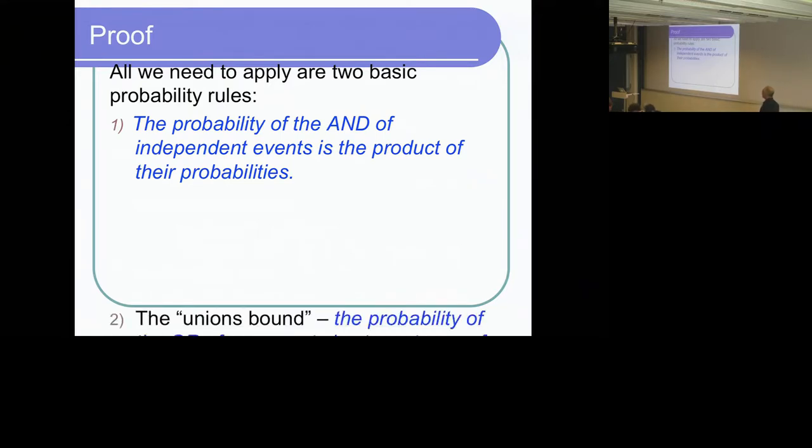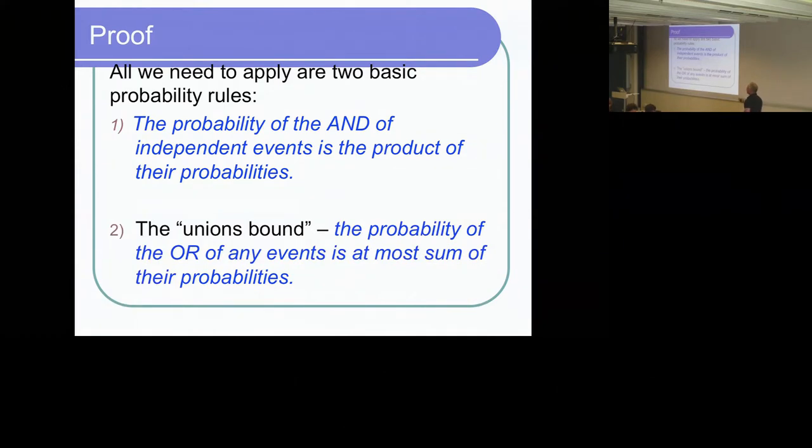The second rule that we are going to use is also a very simple basic rule of probability, and that's the union bound. The union bound states that the probability of the OR of two events is always at most the sum of the probabilities. Okay? So these are the two basic rules that we're going to use. With these two basic rules, we can already prove our theorem, and let me just sketch the proof on the board. I prefer to do all the proofs on the board rather than on the slide.